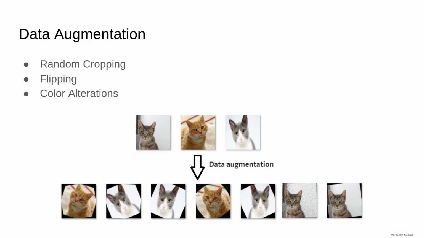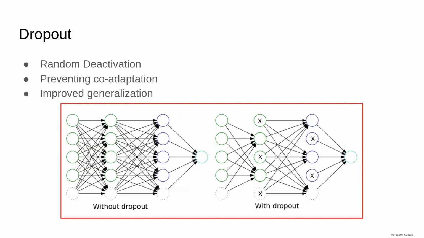The second one is flipping. Horizontal flips were applied to images to simulate variations. And the third one was color alterations. Brightness, contrast, and saturation were altered randomly to make the model robust to different lighting conditions. These techniques ensured that the model wouldn't simply memorize the dataset, but would learn to generalize better. Data augmentation was critical to AlexNet's ability to excel on ImageNet's dataset.